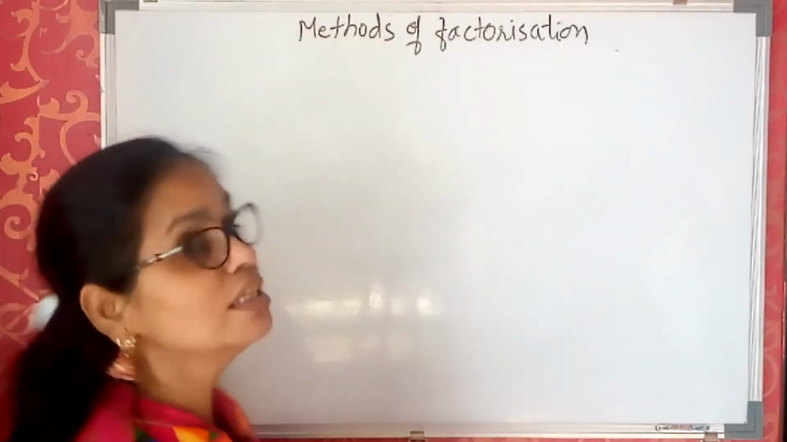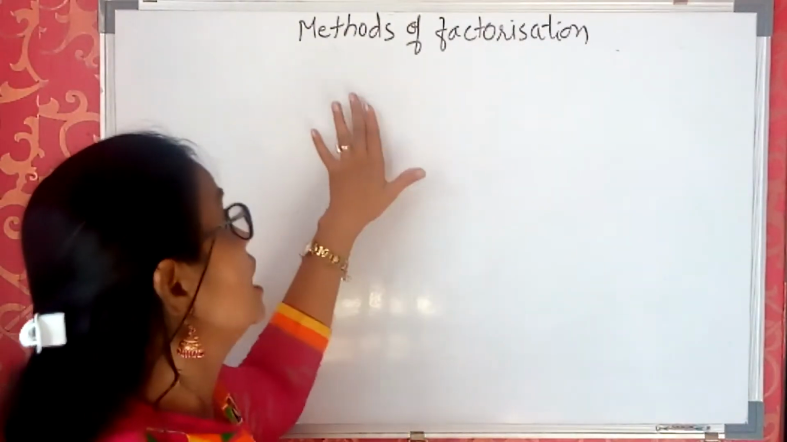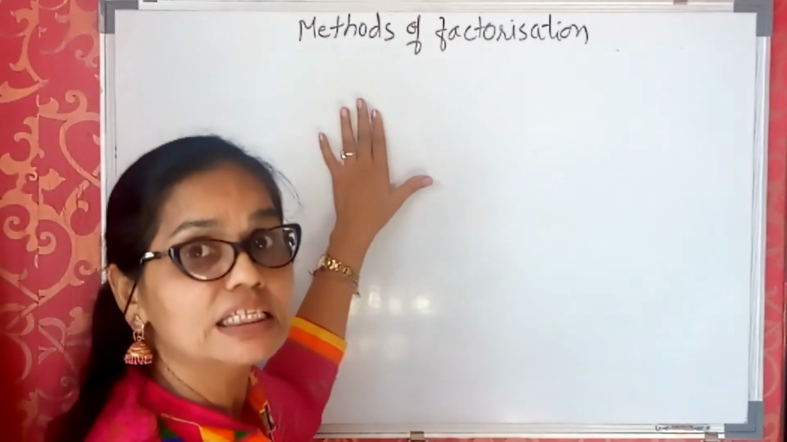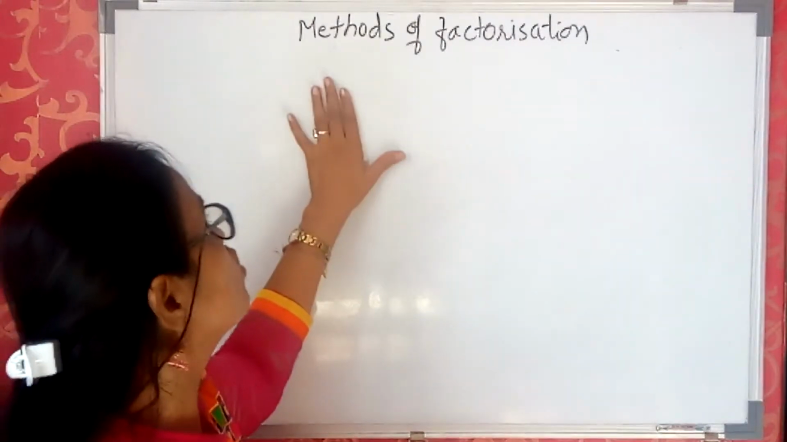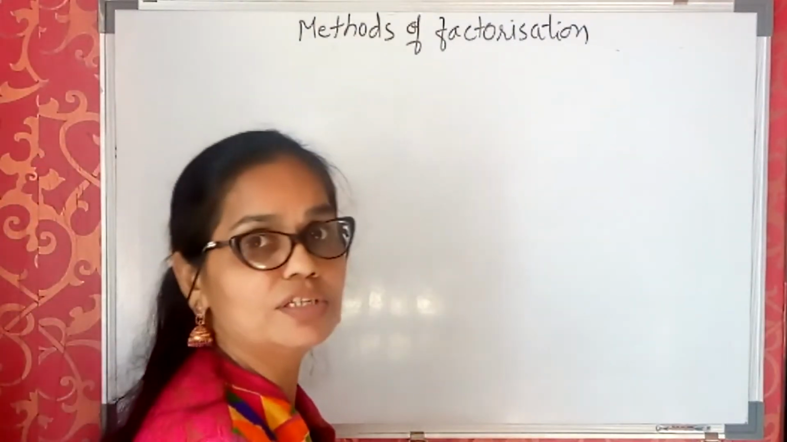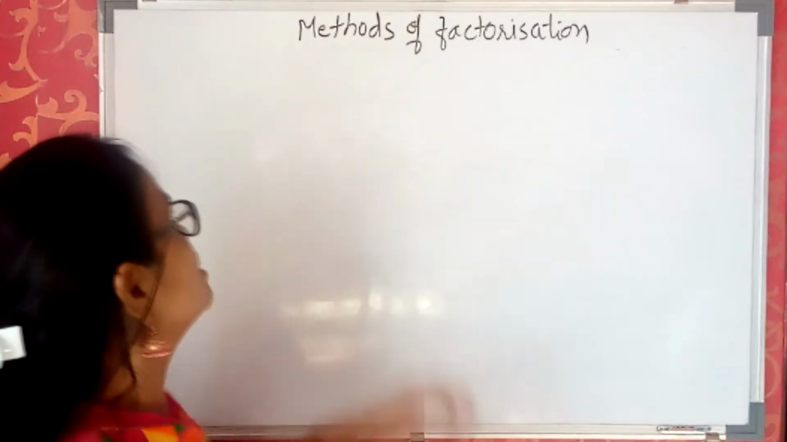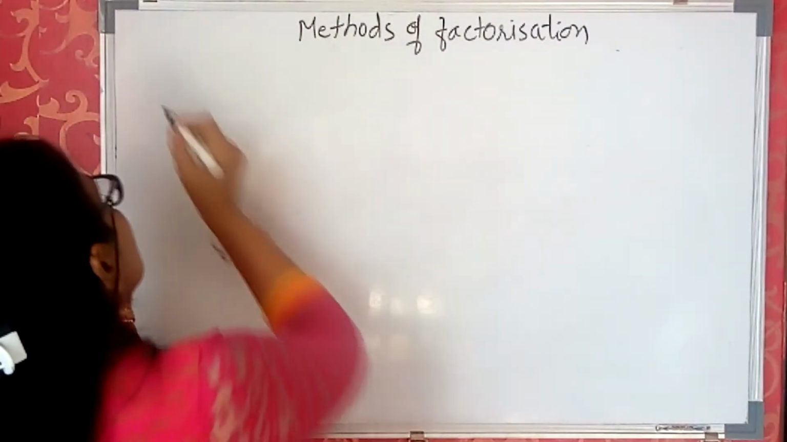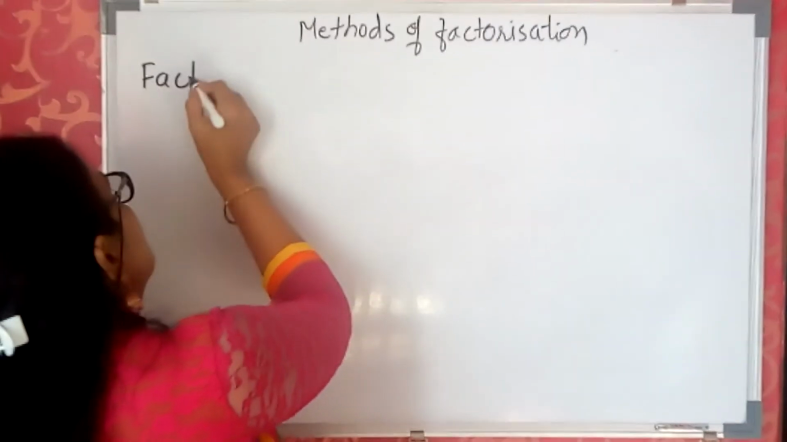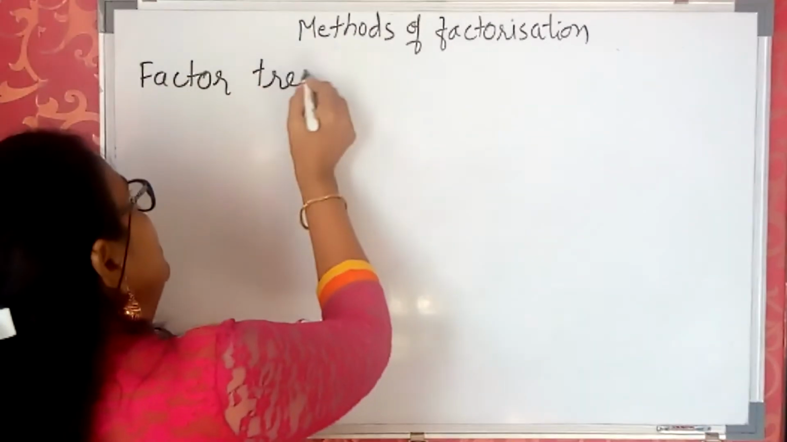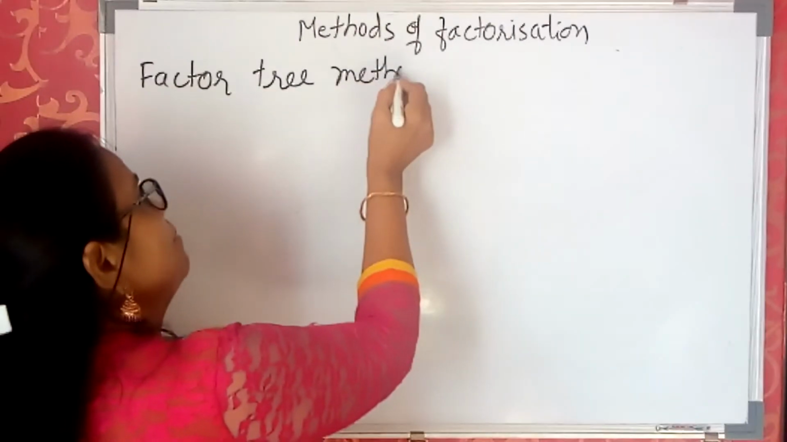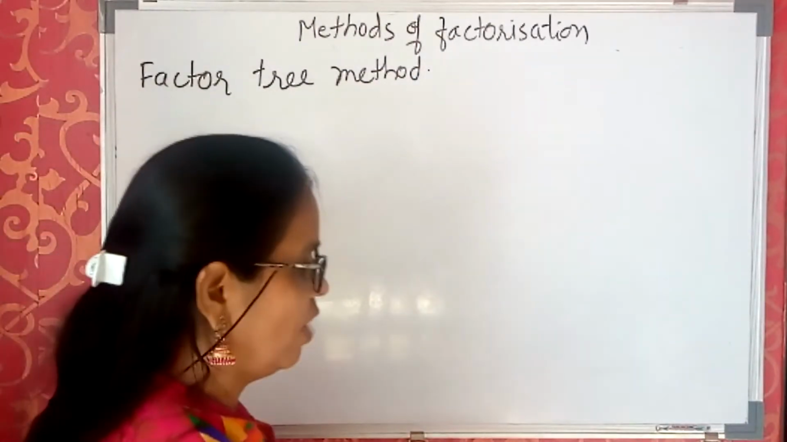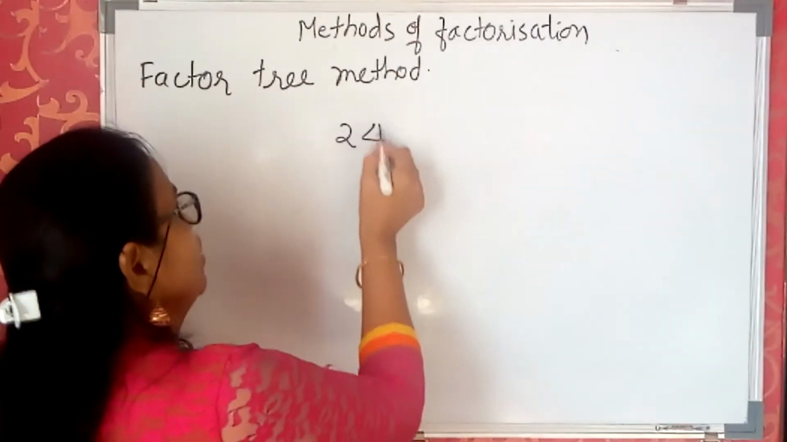Now, methods of factorization, which is again important to find out HCF and LCM. So here I have mentioned two methods, right? The first method is the factor tree method. Now what is that I am explaining? Suppose I am taking one number like 242.